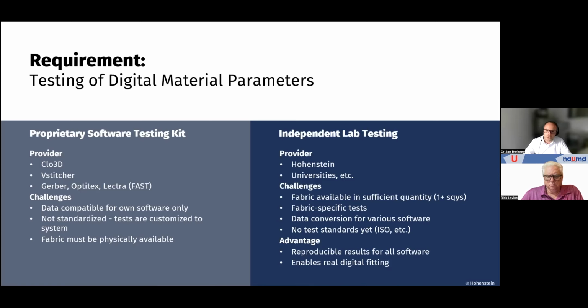And again, there are no standards yet. ISO is starting a little bit right now, but not really taking up speed. The advantage is reproducible results for all software systems. So you are not bound to one single software system, and it of course also enables real digital fitting.